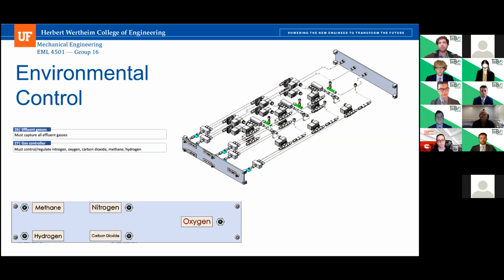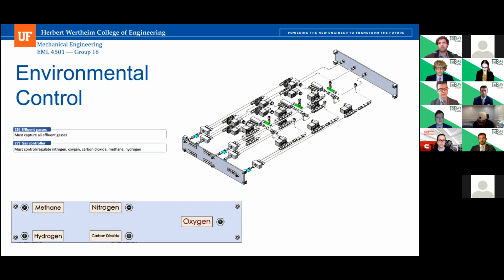For our environmental control, as you can see down here, we have ports for each gas. We have methane, nitrogen, hydrogen, carbon dioxide, and oxygen. Now it's really important, we have our oxygen line separate and away from everything else. We even have it labeled differently in red. Oxygen is separated from the other gases to ensure safety, and the oxygen line that we have has brass fittings to eliminate risk of any combustion that may occur.